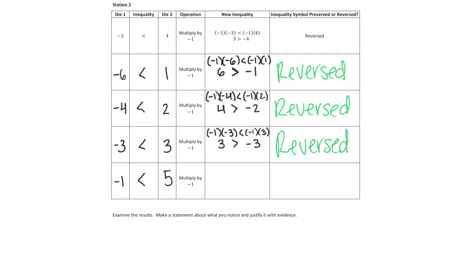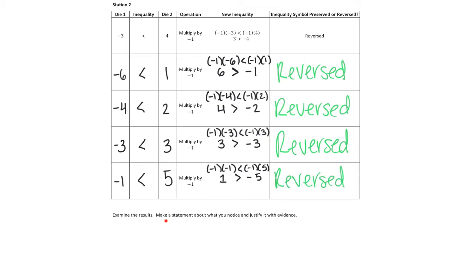And our last one, I have negative 1 times negative 1 is less than negative 1 times 5. I have negative 1 times negative 1, and a negative times a negative equals a positive, so now I have positive 1. And negative 1 times 5, which is a negative times a positive, and that is negative 5. So I know 1 is greater than negative 5. I look at my symbols. Did they change? Absolutely. So the inequality symbols were reversed.